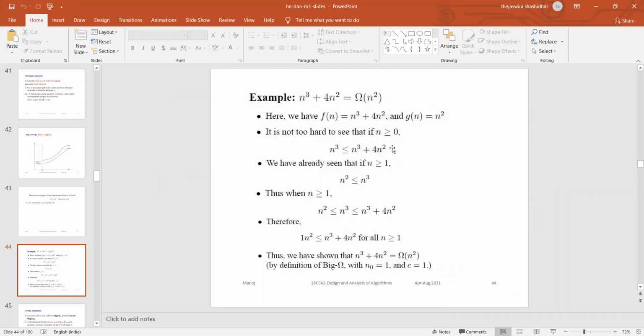Now you shuffle each and everything and write. So n square is less than n cube. N cube is less than n cube plus 4n square. Therefore you can write it as n square less than or equal to n cube plus 4n square. Take these things only. Thus, which is the highest order you are having? N square. So that's why we tell it as n cube plus 4n square is omega of n square. So have you people understood?